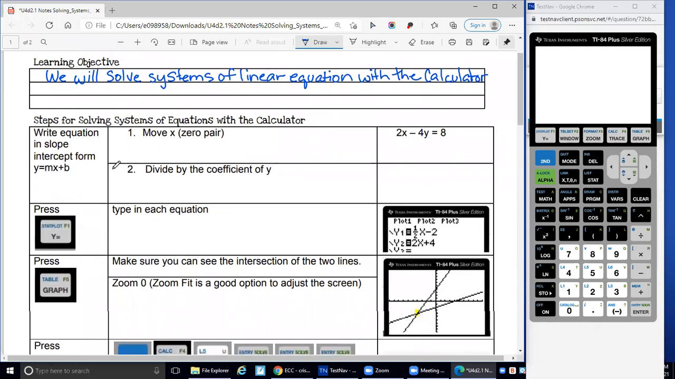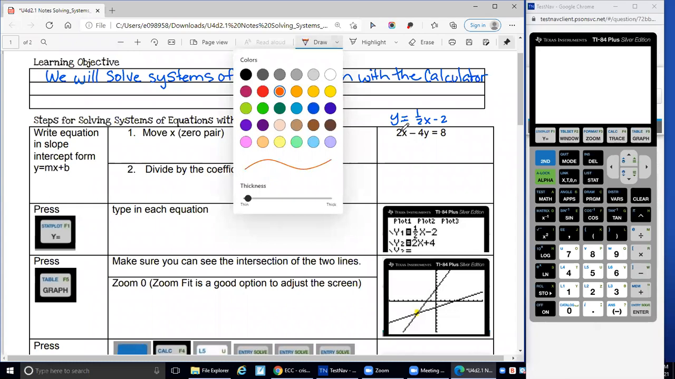So the very first thing that you have to do is make sure that every single equation is in slope-intercept form. And we're going to be working with two equations. We're going to be working with this one, y equals 1/2 x minus 2. That one's already in slope-intercept form, right? But I have this other equation that's not. So we need to move x, and we're going to move x with the 0 pair, right?